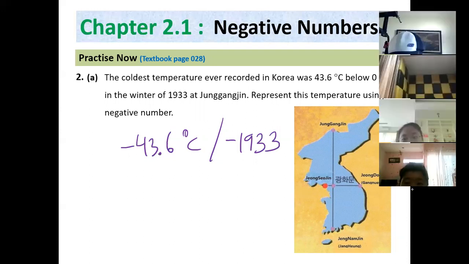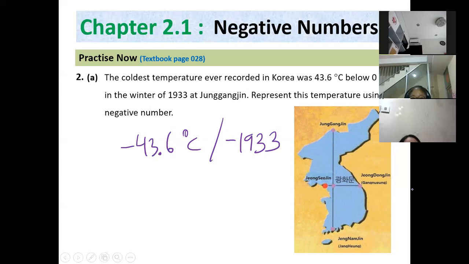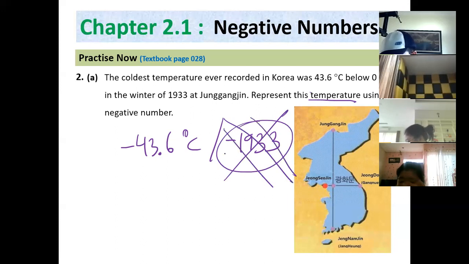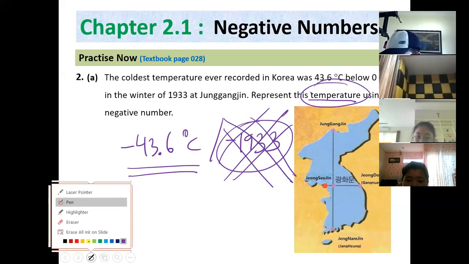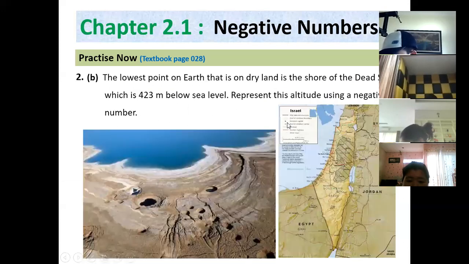Because if 1000, everyone will freeze in 1 second. Okay, and also the question is asking you the temperature. So 1933 is wrong, it's kind of wasted. So this is the trap. Sometimes they might answer negative 1933. They ask you the temperature, so this is the answer. So don't get confused about that. Just make all the possibilities. Okay, right, negative 43.6.